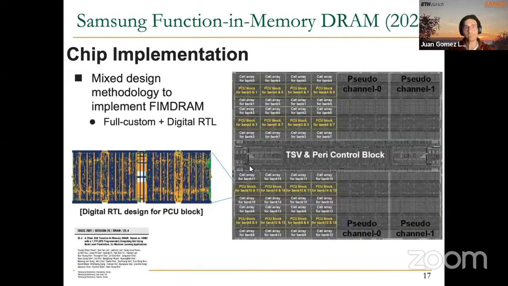Here you see another view of one of these DRAM layers that compose the HBM2 memory, the HBM-PIM proposal by Samsung. As you can see, some of the DRAM cells in the banks have been replaced by these PCU blocks, which are the compute units, the execution units that can perform multiplication, addition, etc., for machine learning workloads.